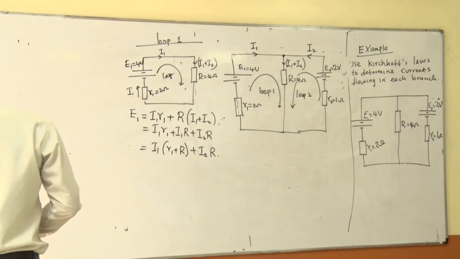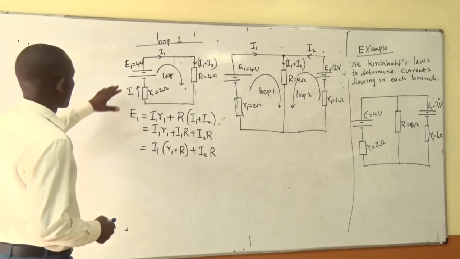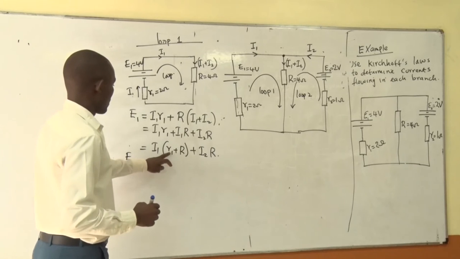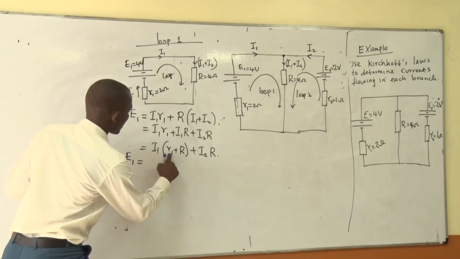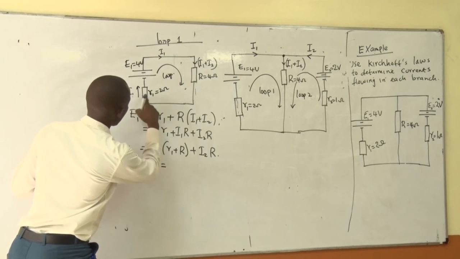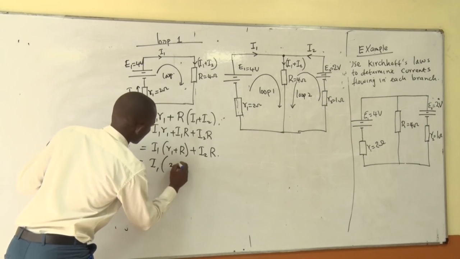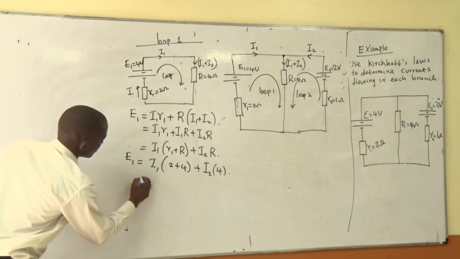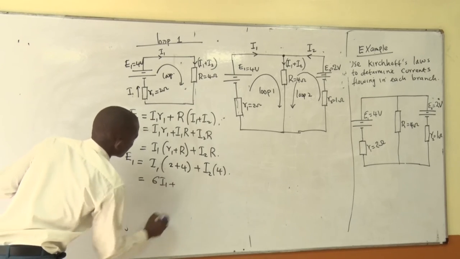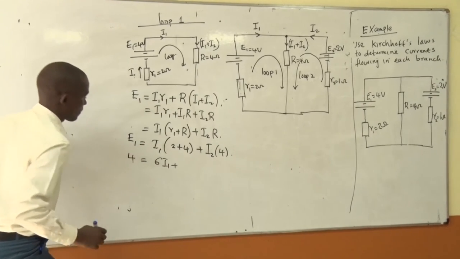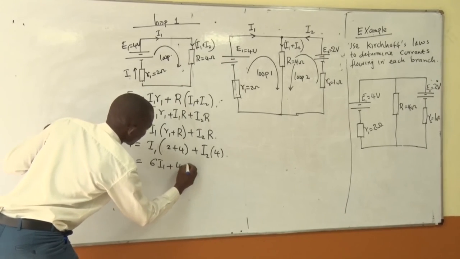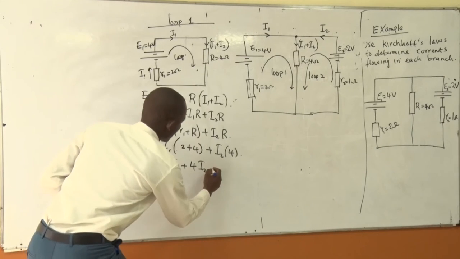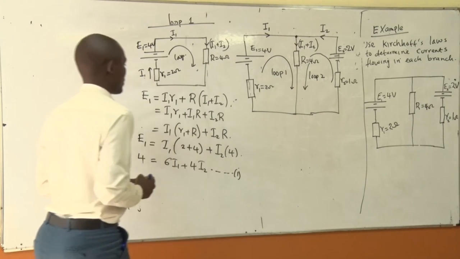Remember, we have the values and we can substitute. So that means our E1 will be equal to, what is our R1 and what is this R? R1 is 2 plus 4, plus I2 into 4. This simplifies to 6I1. E1, we also know it is 4. We also know that it simplifies to 4I2. So we can basically say that this one is our first equation. We have generated our first equation.